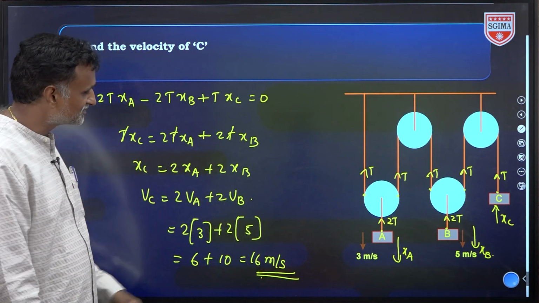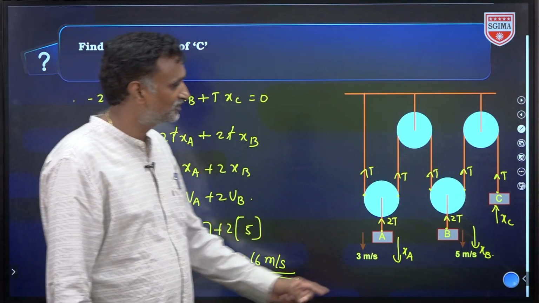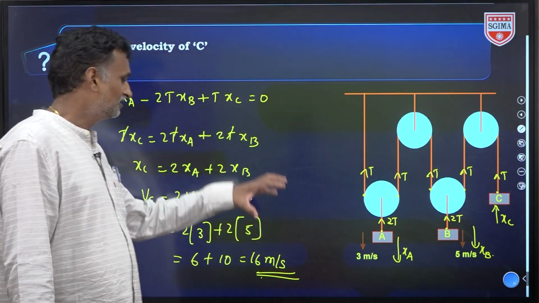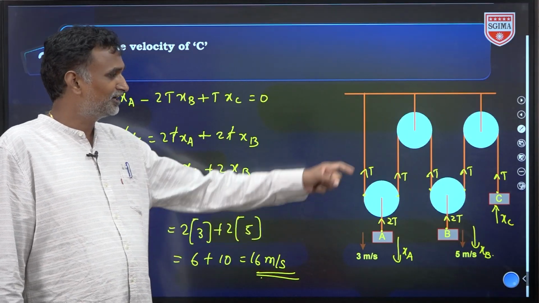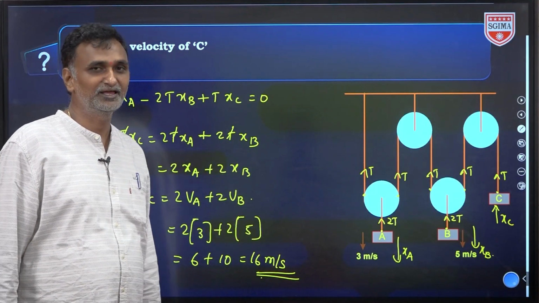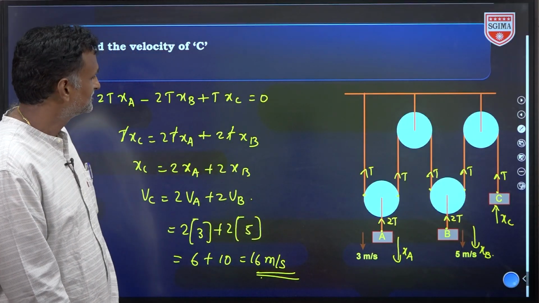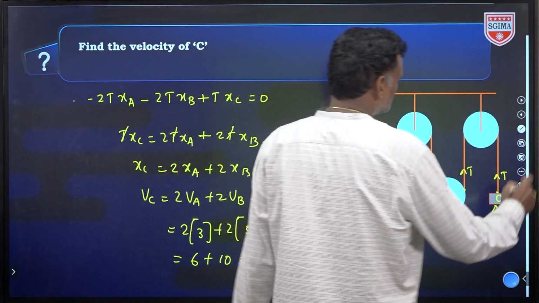So I got the answer plus, which means I took the direction upward, so the answer comes plus only. Our direction of choosing and the block actually move in the same direction. So that's why we get the answer plus, okay? So next, let us move on to the next slide.